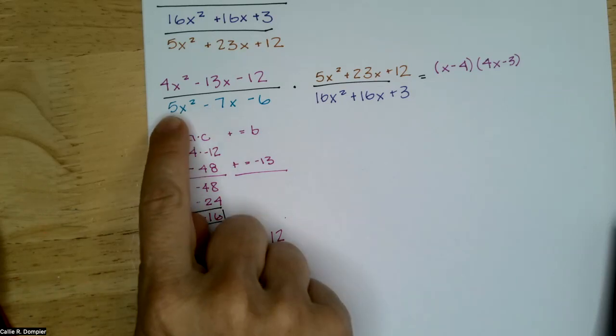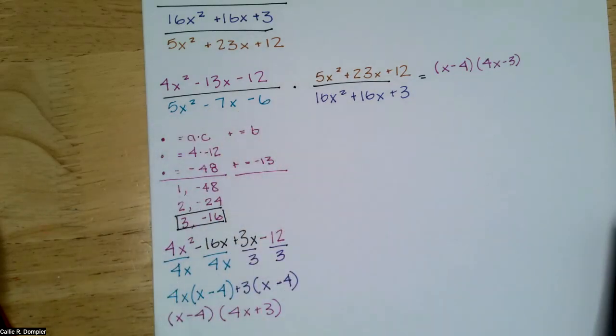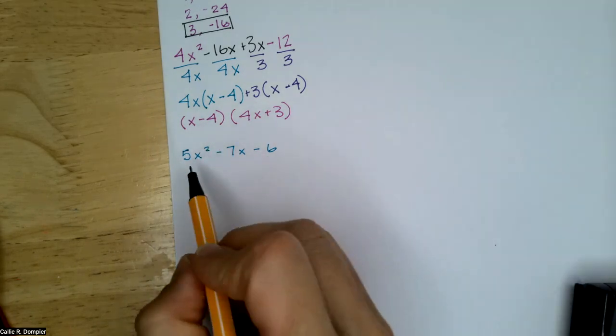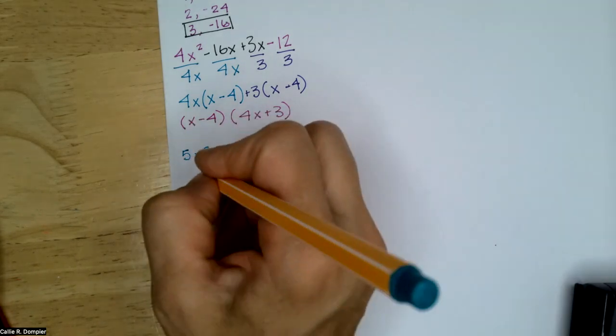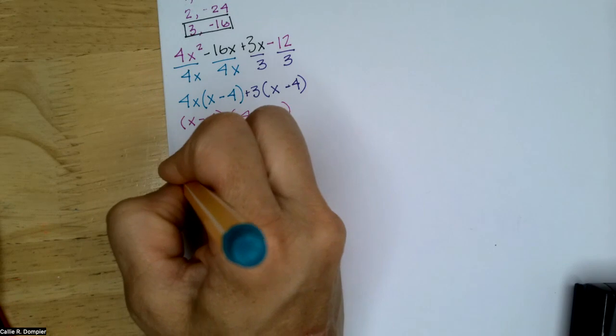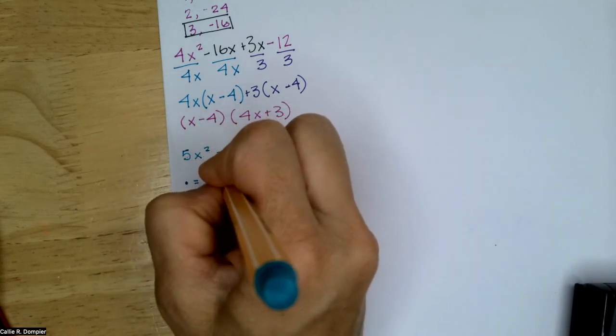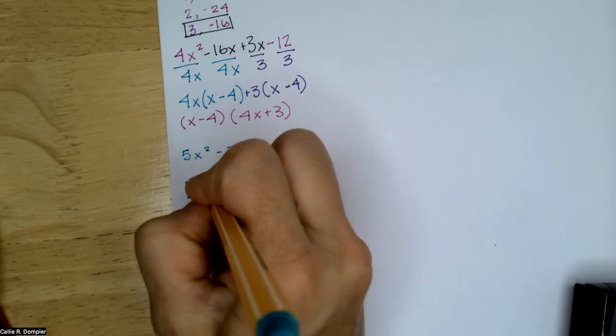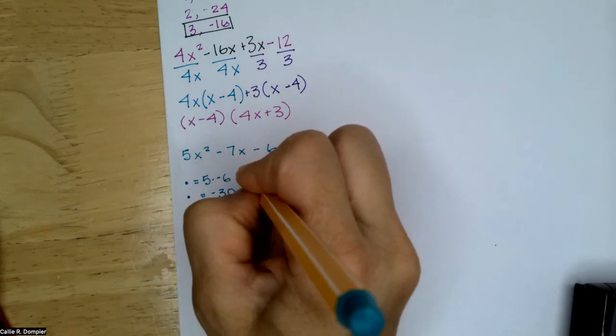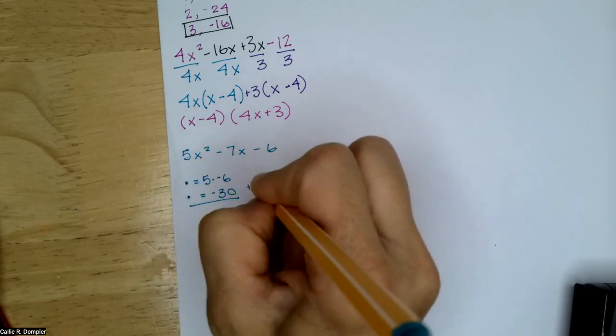Moving on to 5x squared minus 7x minus 6. Can't divide anything out of that, right? No common factor. So we want two terms that multiply to equal a times c, 5 times negative 6. So they should multiply to equal negative 30, and they should add to equal negative 7.